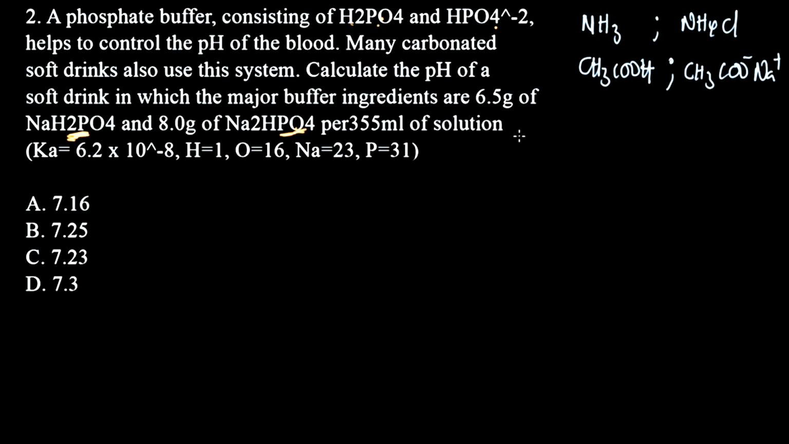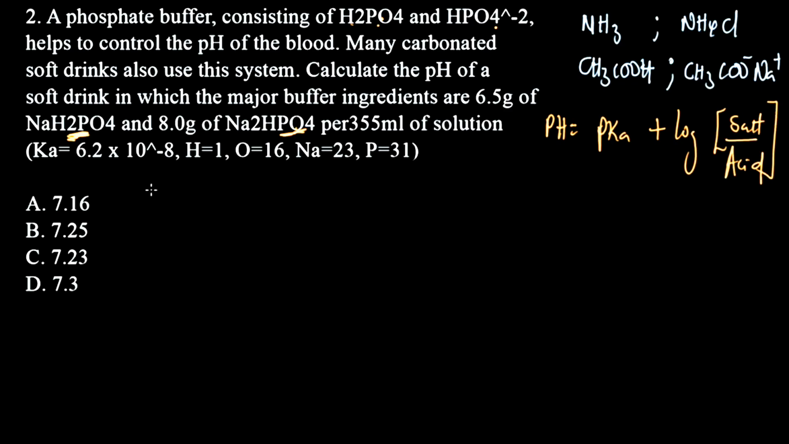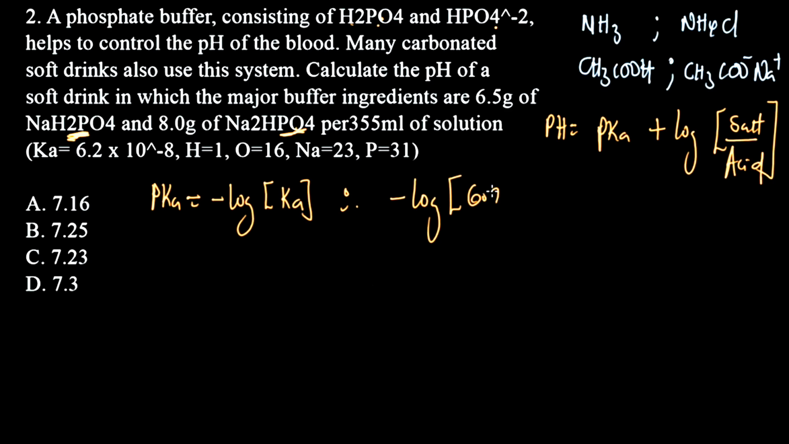So now, to calculate the pH of a buffer solution, we simply use pH equals pKa plus log of salt over acid, right? From the question, the pKa was not given, but we have our pKa to be calculated from negative log of Ka, right? So our Ka is 6.2 times 10 raised to power minus 8. So we have the pKa to be 7.21. Just press this into your calculator, you get the answer. So now we need to calculate this aspect for us to be able to get the pH of this buffer solution.